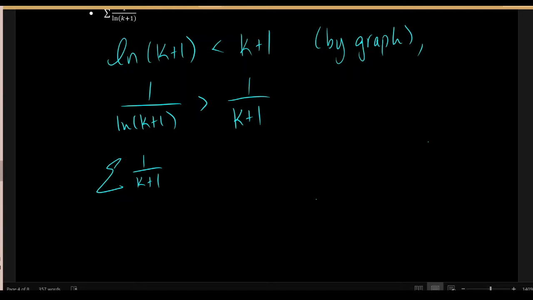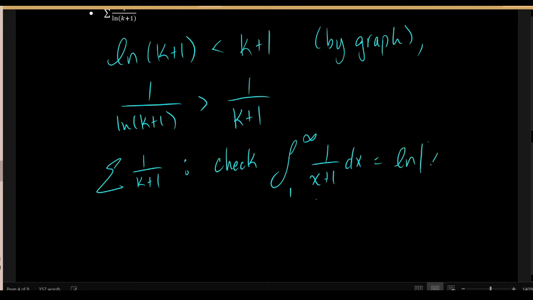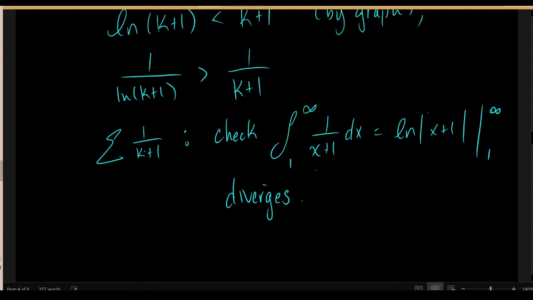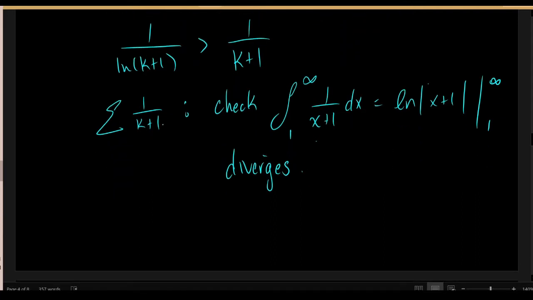However, we can use the integral test to determine whether or not this series converges or diverges. Let's integrate from the starting number 1 up to infinity, 1 over x plus 1 dx. This is equal to natural log of x plus 1, evaluated from 1 to infinity, so this diverges. Which means that this original series here, 1 over k plus 1, diverges.